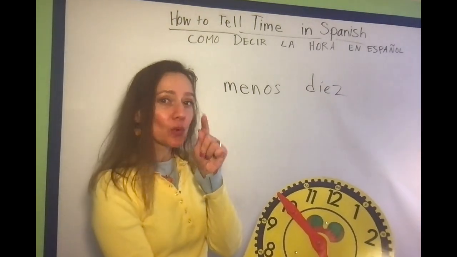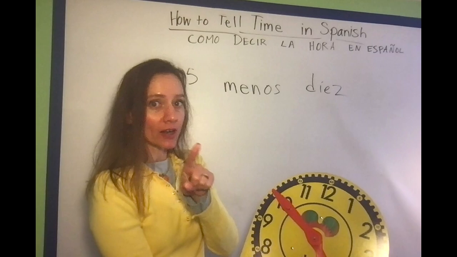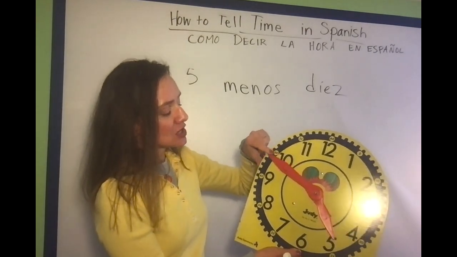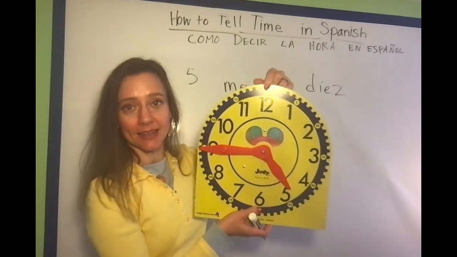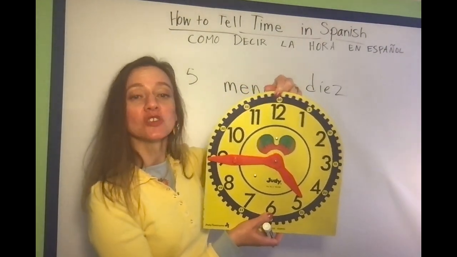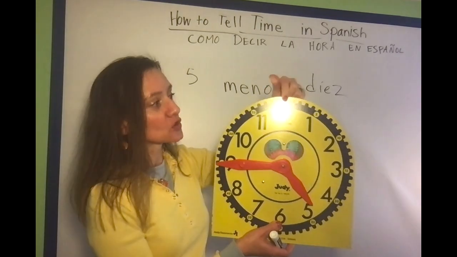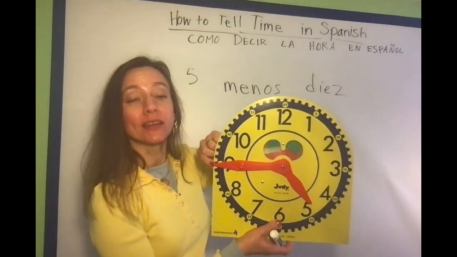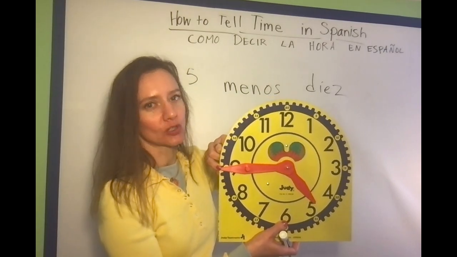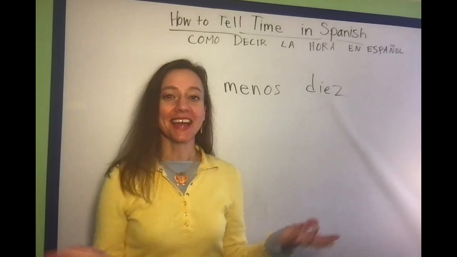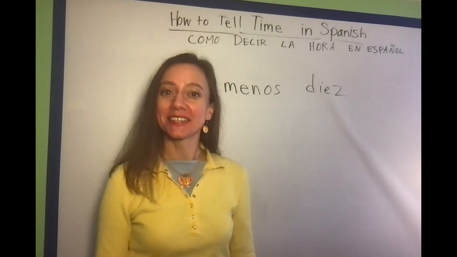Now remember those words that we learned? Cuarto, like 15. So you could say son las 5 menos 15. Or you could say son las 5 menos cuarto. If you want to say 4:45, son las 5 menos cuarto. And that is pretty much it about telling time in Spanish.